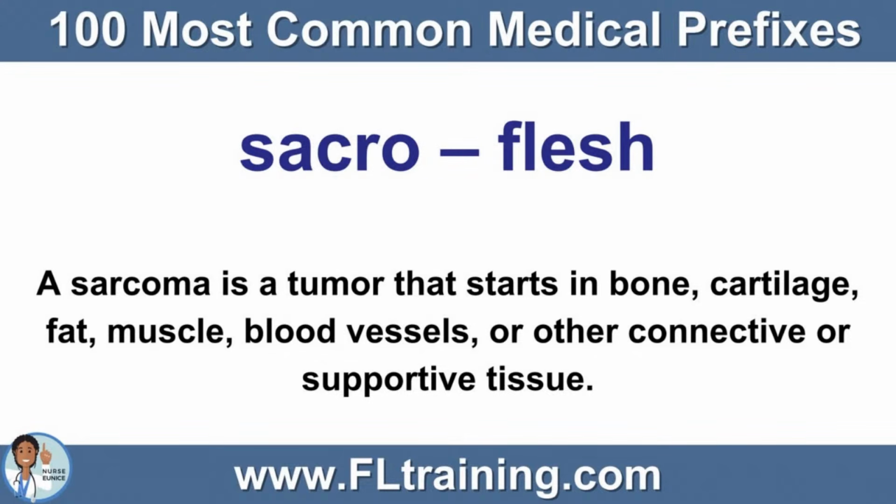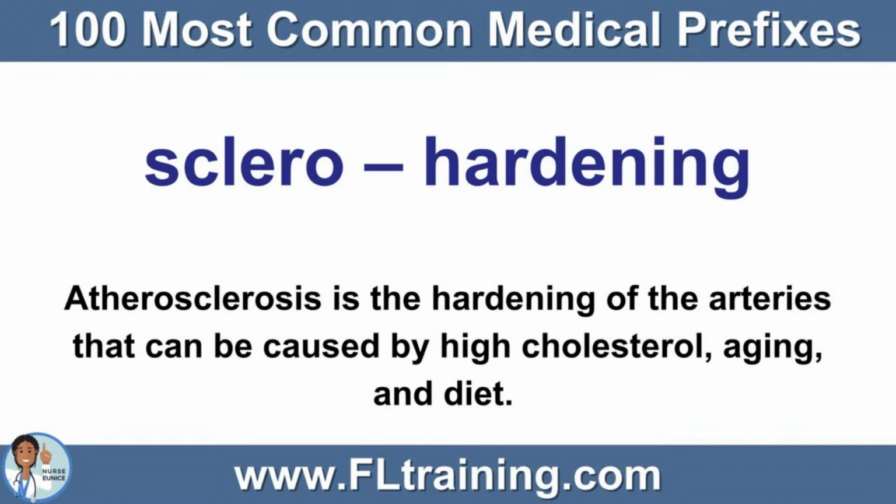Sarco refers to flesh. So sarcoma is a tumor that starts in bone, cartilage, fat, muscle, blood vessels, or other connective or supportive tissues. Sarcoma. Sclero refers to hardening. So atherosclerosis is the hardening of the arteries that can be caused by high cholesterol, aging, and diet.